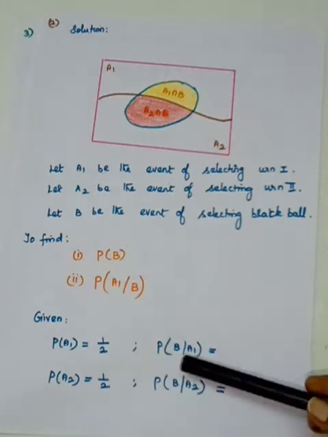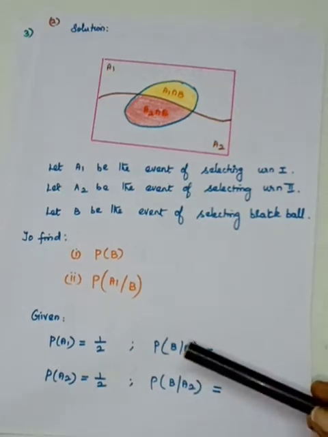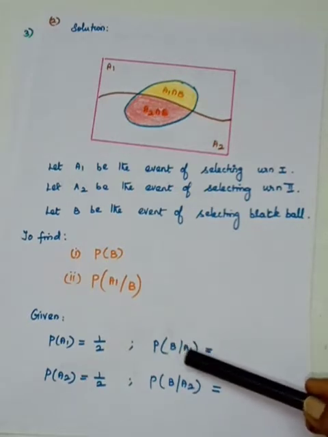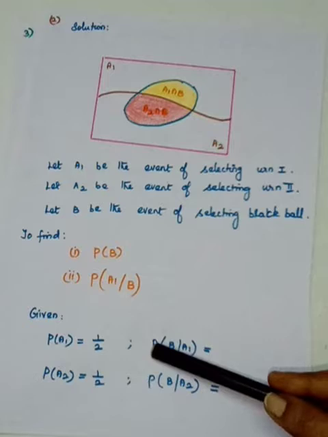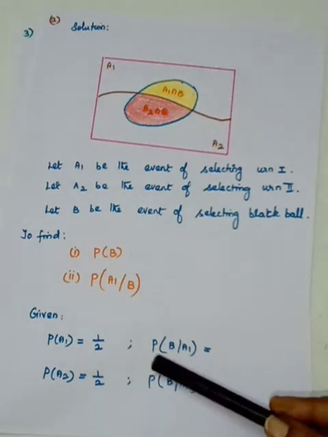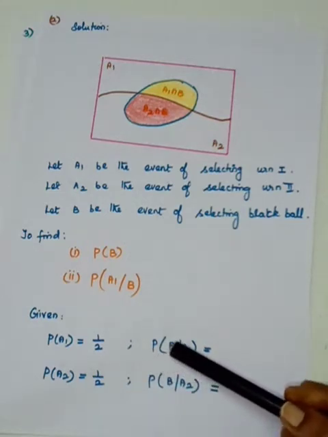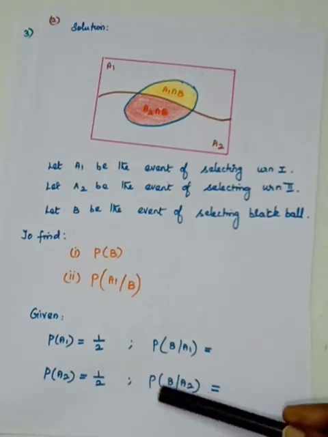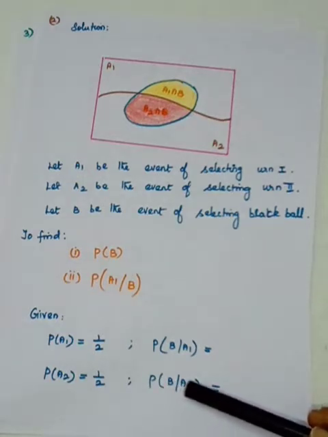Okay, and what is P of B by A1? So first it is urn 1. On that urn 1, we have to find the probability of the black ball. That is P of B by A1, or the probability of selecting the black ball from urn 1. And the next one is P of B by A2, the probability of selecting a black ball from urn 2.